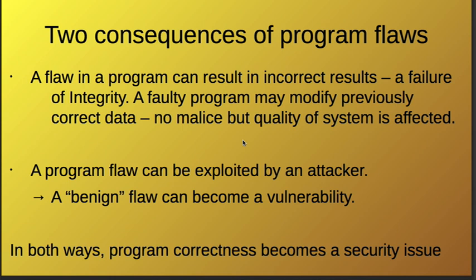So one type of flaw can just give you incorrect results. It may not actually affect the security, but it might. Another type of flaw is one that could be exploited by an attacker, a threat. So in this case, a benign flaw can now become a vulnerability to the security of a system. For both kinds of flaws, program correctness is now a security issue.